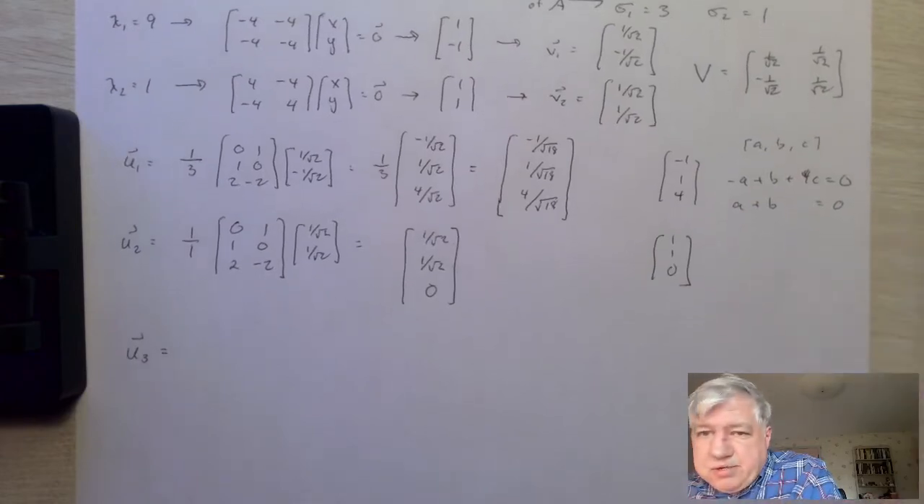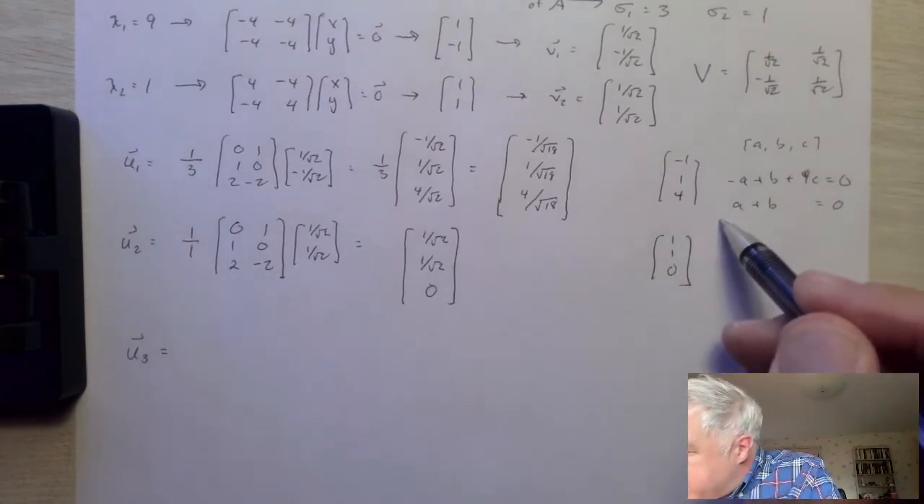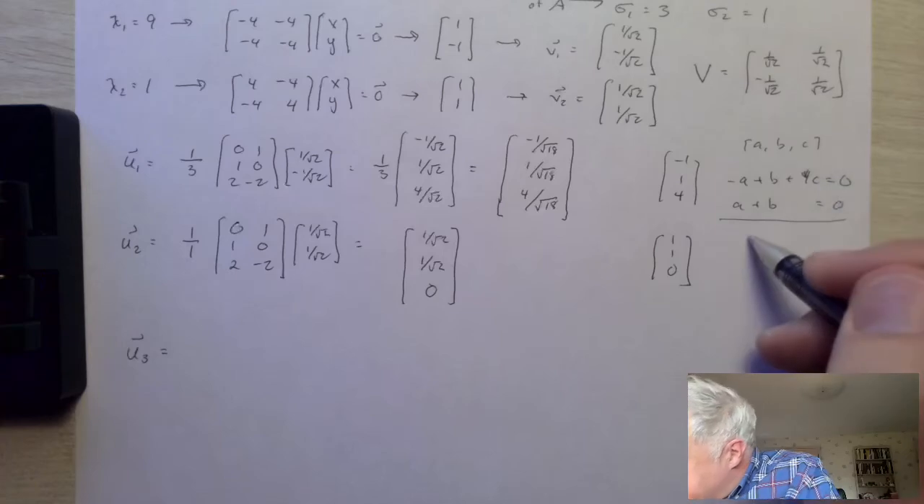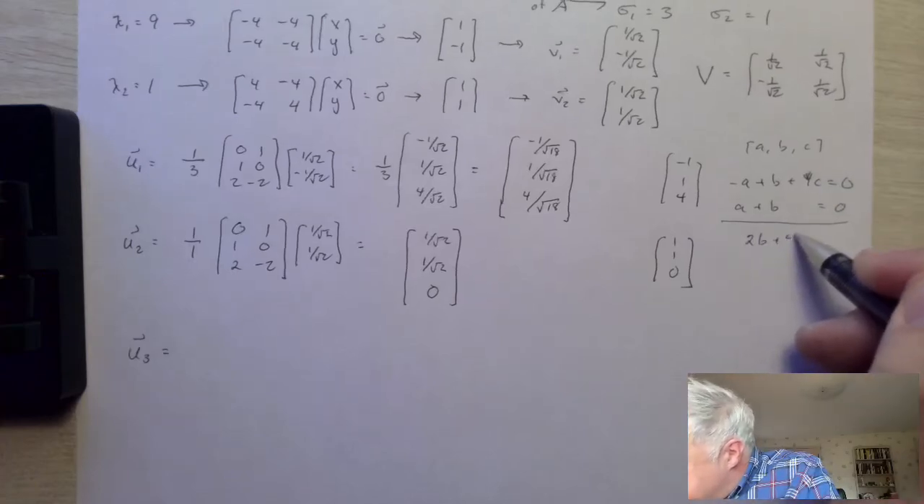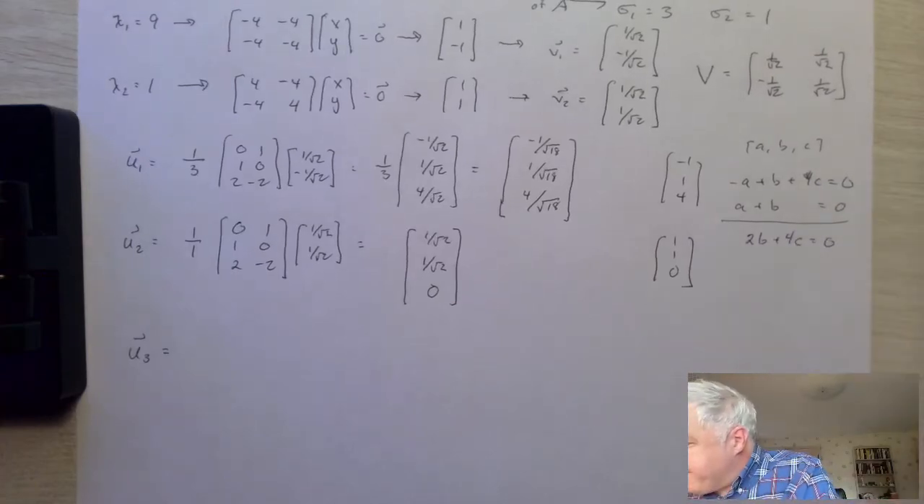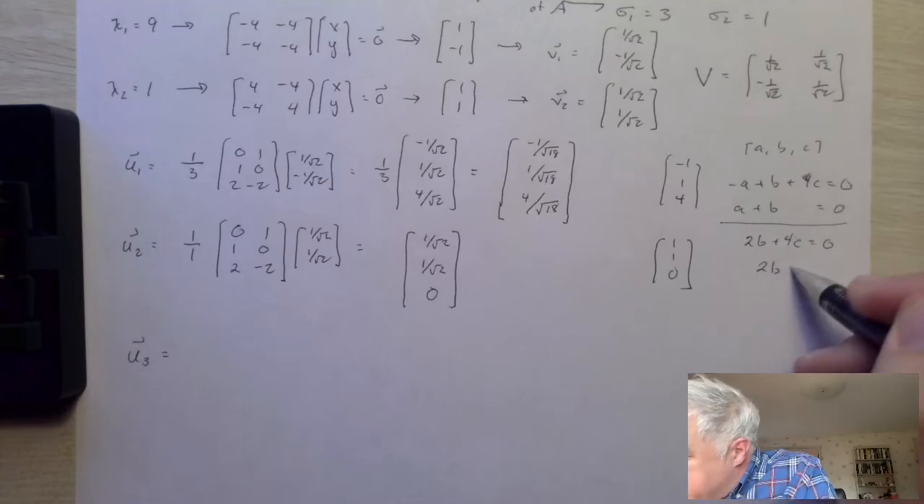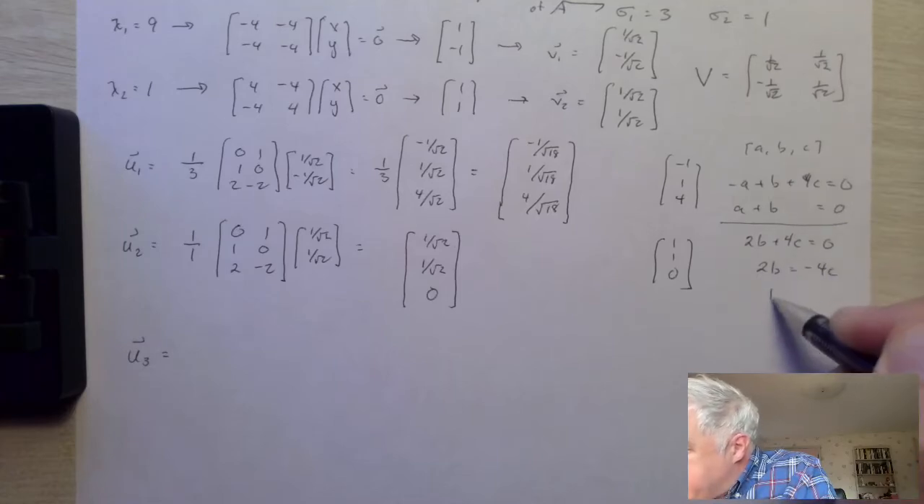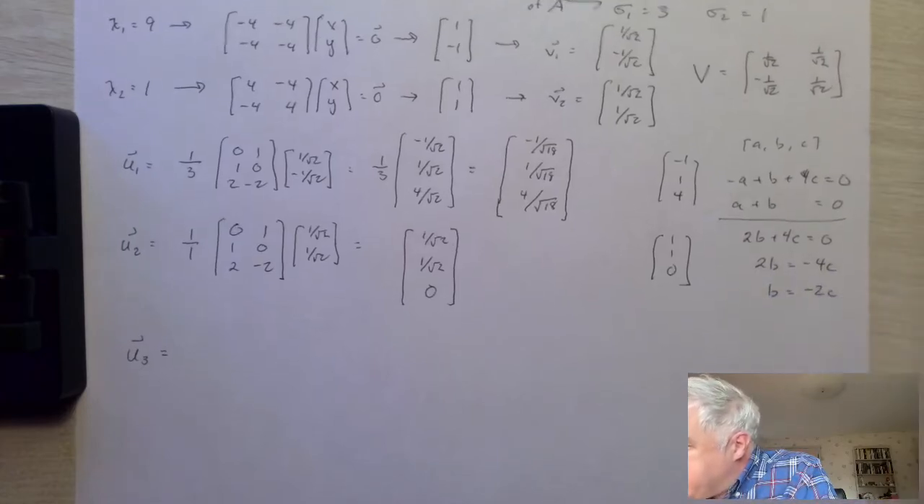Basically, this is just a system of linear equations. We can add these together, and we get 2b plus 4c equals 0. So 2b is minus 4c, so b is minus 2c.